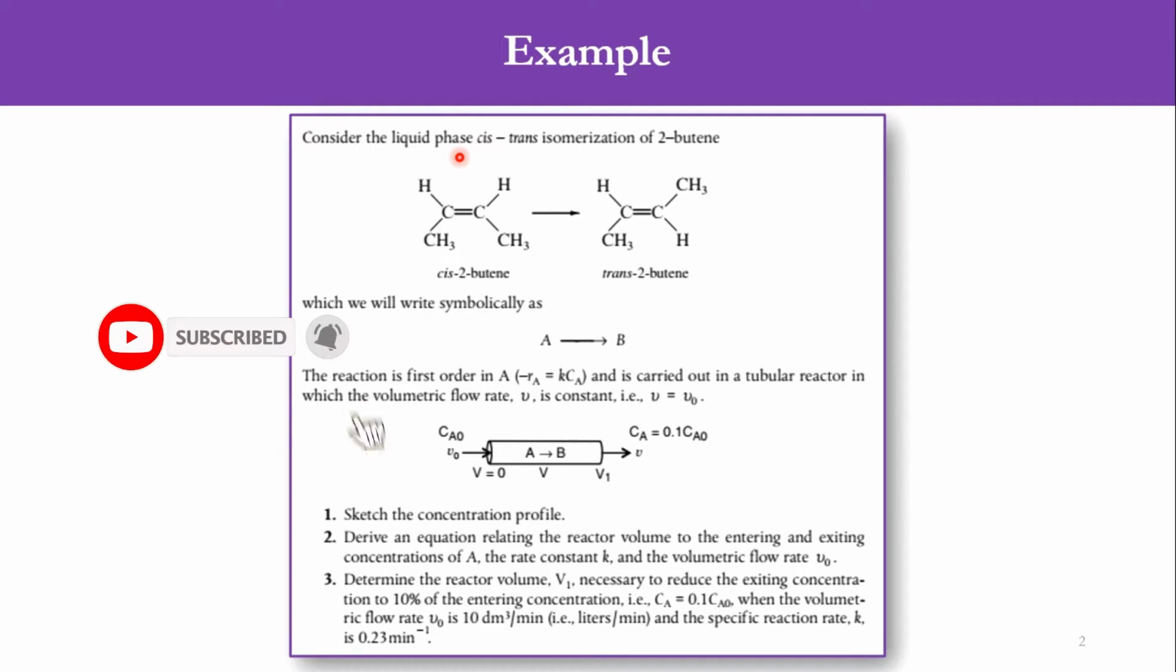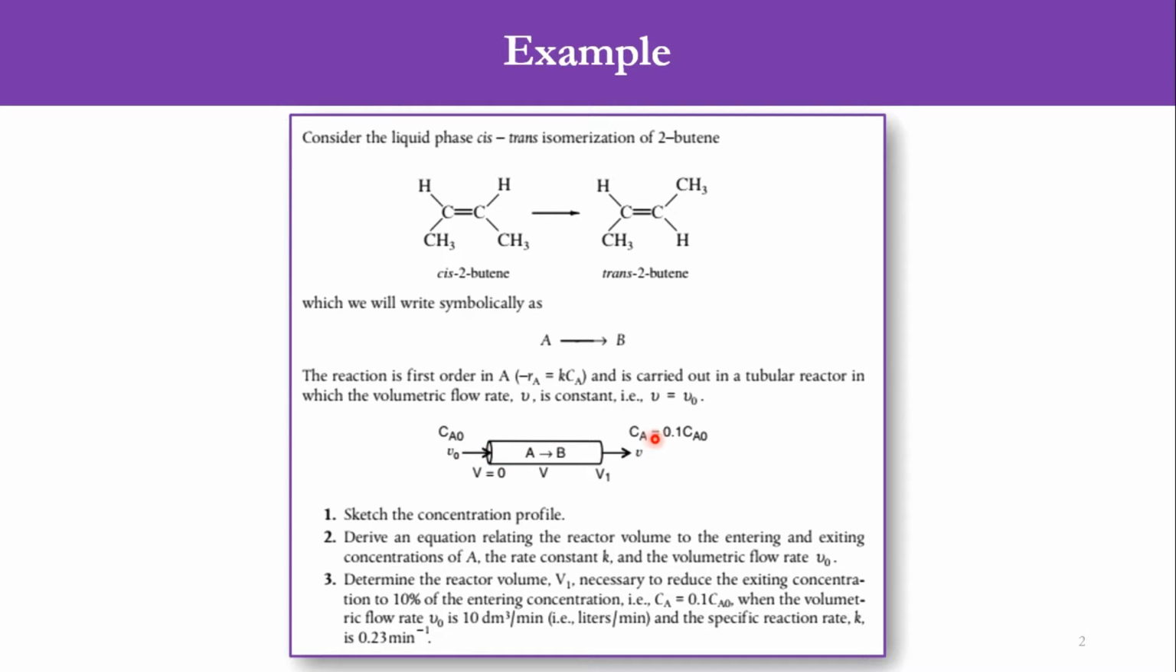But just for a recap, consider the aqueous phase cis-trans isomerization of 2-butene, which we can write as A goes to B. The reaction is first order. The volumetric flow rate is constant. Initial concentration is CA0. Initial volumetric flow rate is V0. Final volumetric flow rate is V, which is equal to V0.